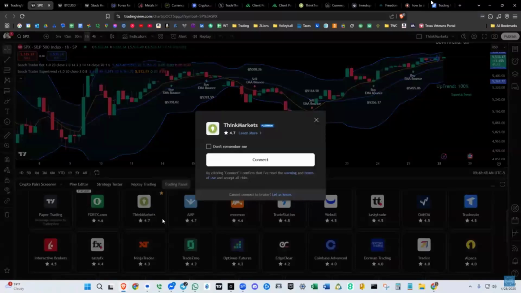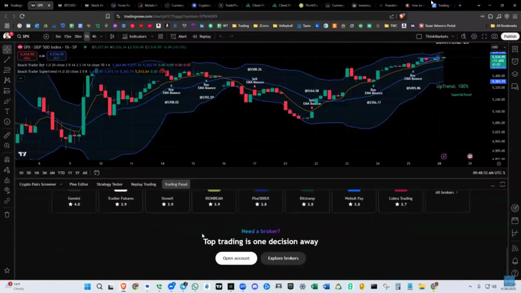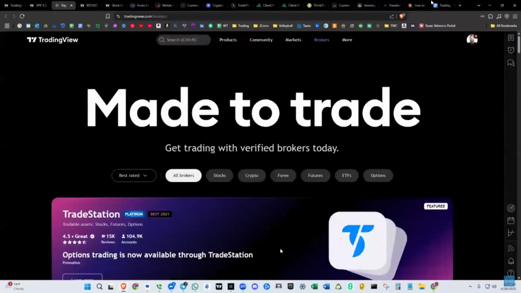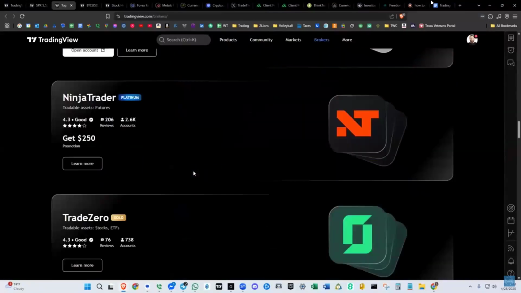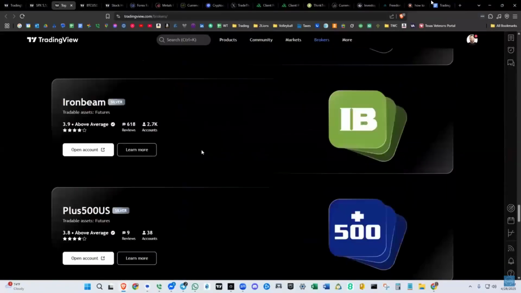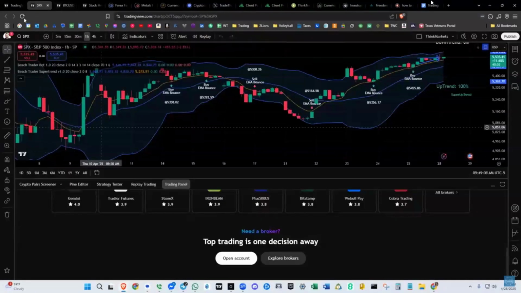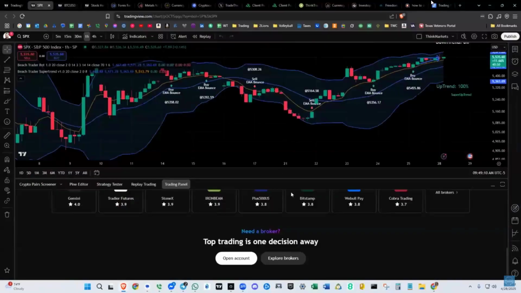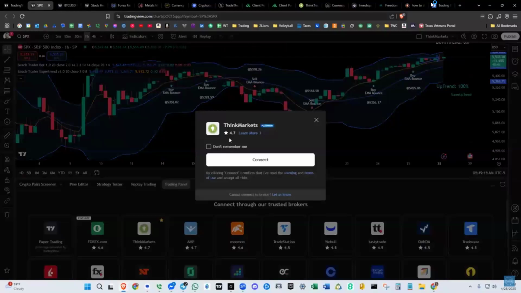You open up Think Markets. If it's not right here, I've made it a favorite, but you can scroll down and there's a button here that says Explore Brokers, which you might need to do. Then it'll show you all the brokers that are available on TradingView, and you can search for them right here. As you can see, I've got Think Markets right here. I just hit connect.